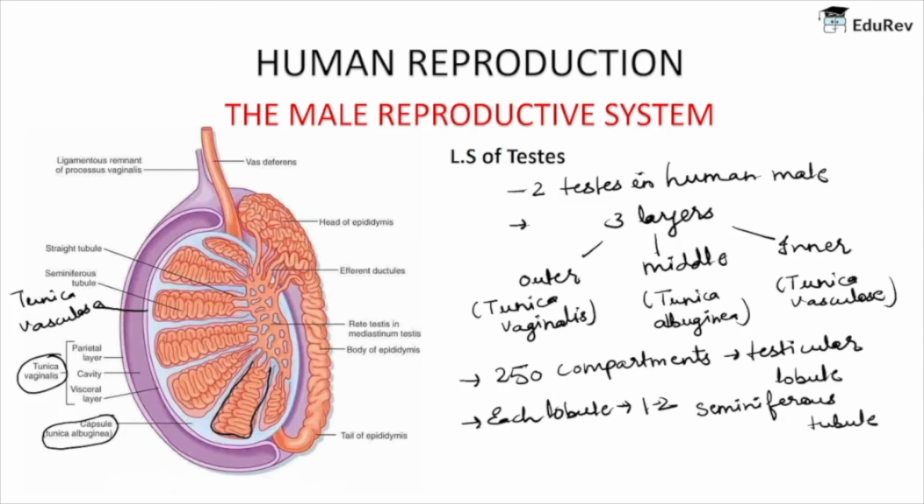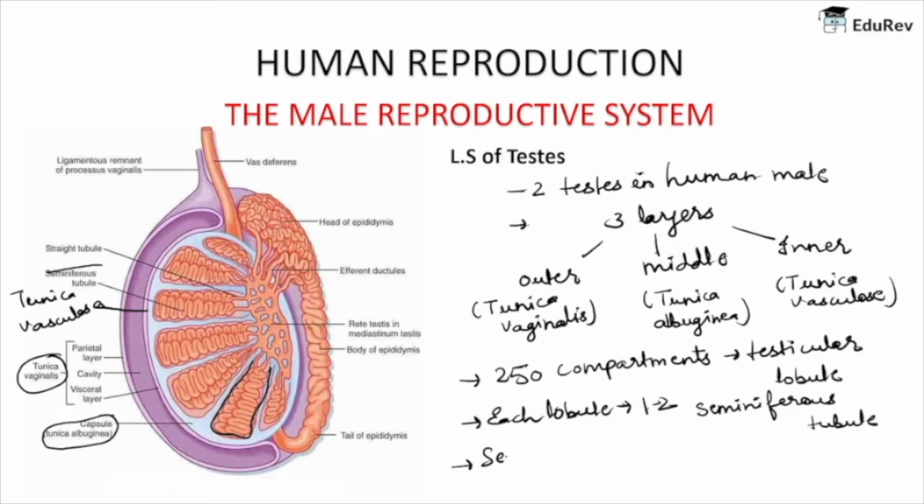Now come to the image. You will see where the seminiferous tubule is marked. These are highly coiled structures. You can find it in this image also, that these are the seminiferous tubules. And what are the functions of seminiferous tubule? Inside the seminiferous tubule takes place the production of sperm.